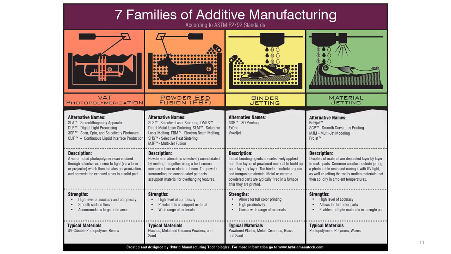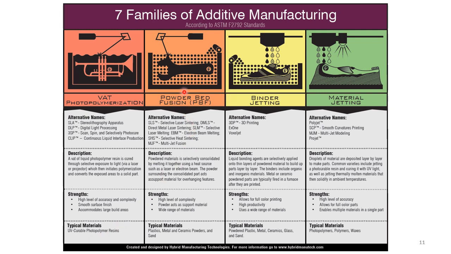To tell you more, there are 7 families of additive manufacturing according to ASTM F2792 standards. Here you can see the first one is the wet polymerization technique. Under this we have different names, like SLA, DLP, 3SP, CLIP. Popularly we have the SLA, that is stereolithography apparatus, and typical materials we use are photo curable resins or photopolymer resins, which are cured by ultraviolet.